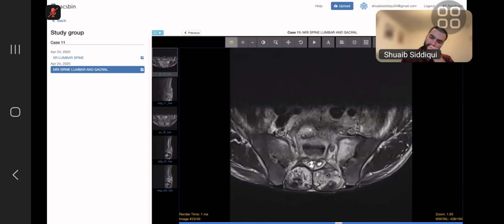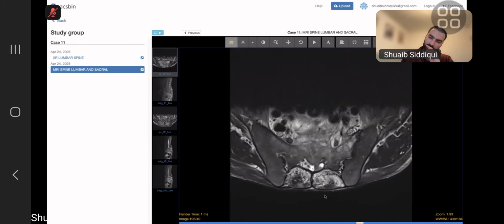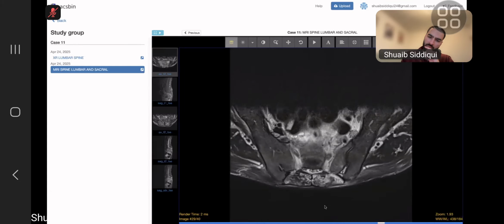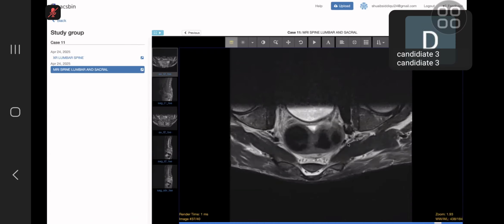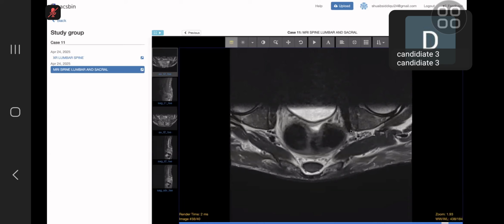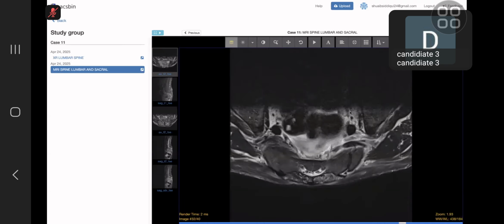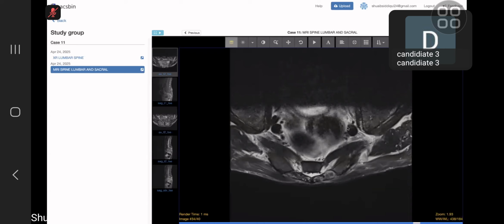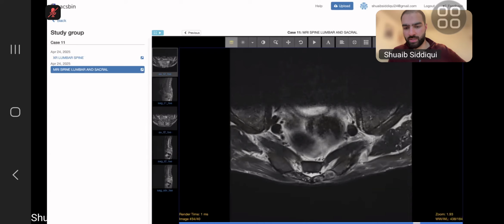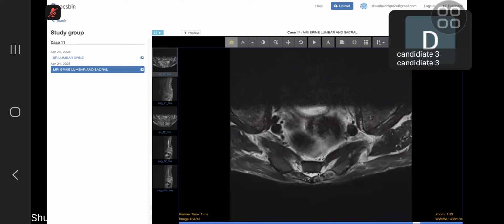Which level to show me? Show me the level you think the compression is. Here, I feel it's compressing the nerve root here.